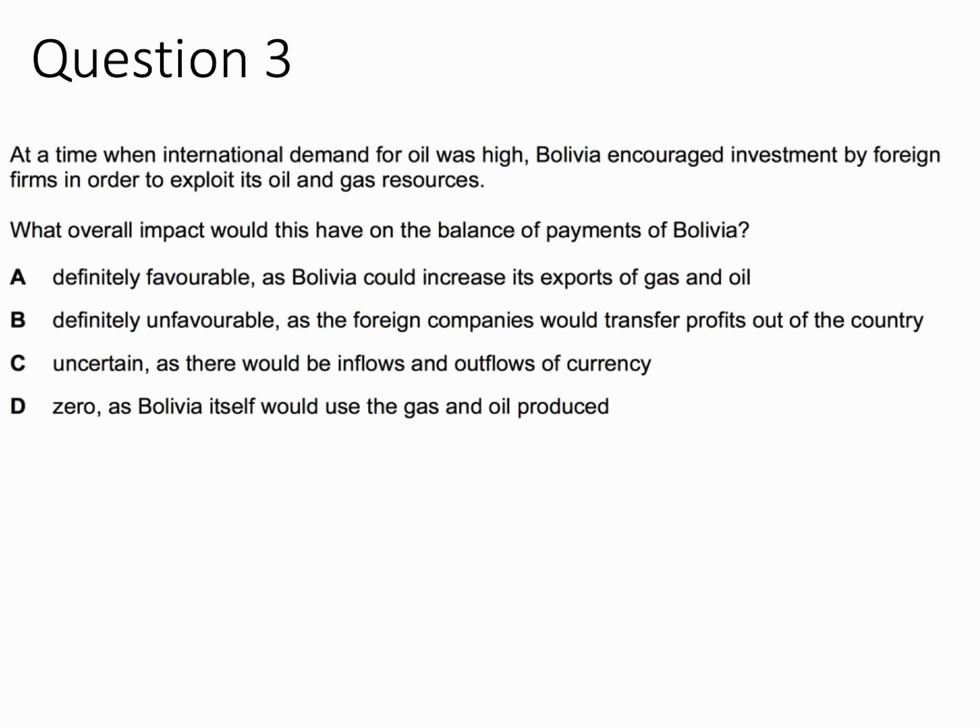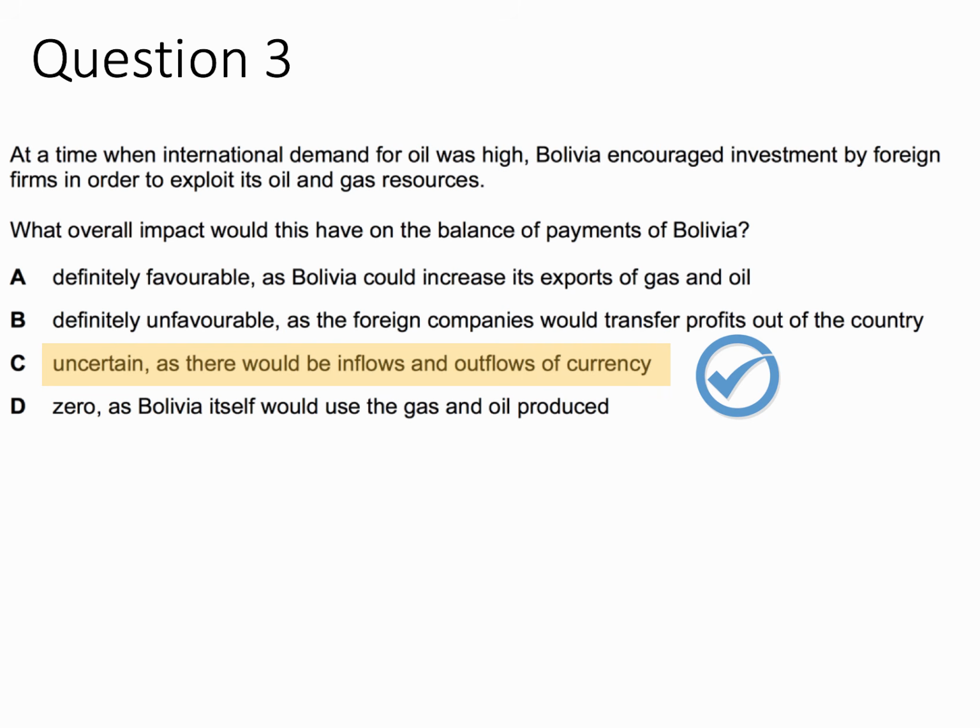Question 3. At a time when international demand for oil was high, Bolivia encouraged investment by foreign firms in order to exploit its oil and gas. What overall impact would this have on the balance of payments of Bolivia? The correct answer to this question is C. There's a degree of uncertainty.